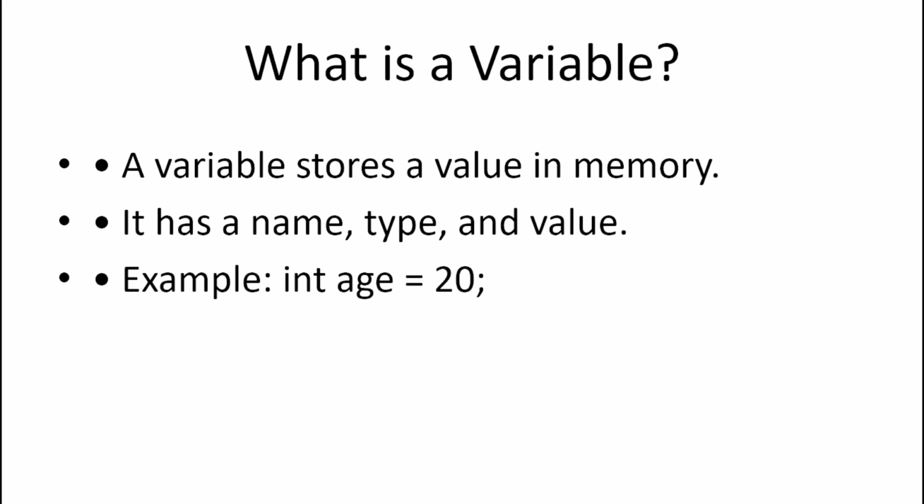A variable stores a value in memory. It has a name, type, and value. For example, int is a data type, and an integer data type will store the age. The next concept is data types. A variable is like a name for a value. You can display the age, price, name, and so on.